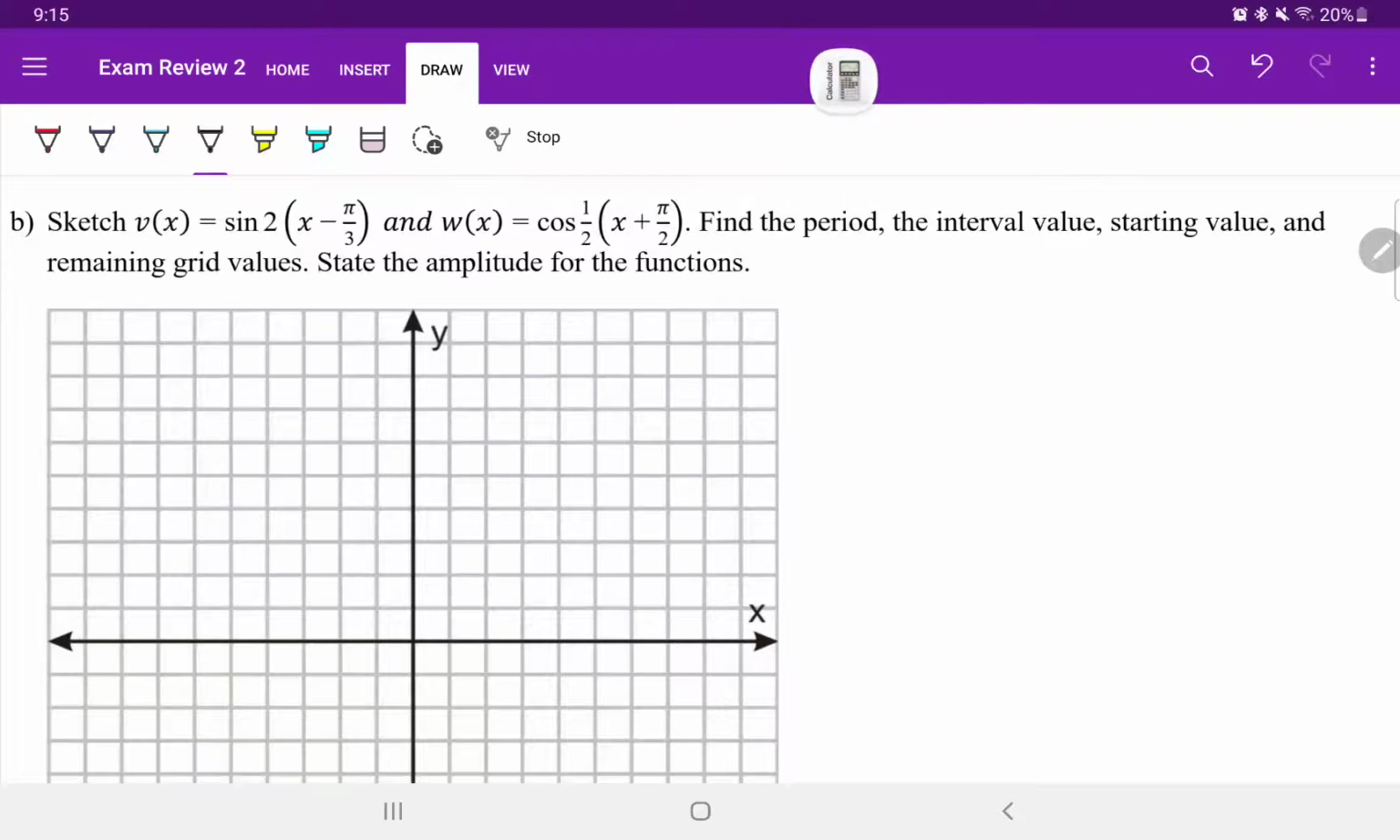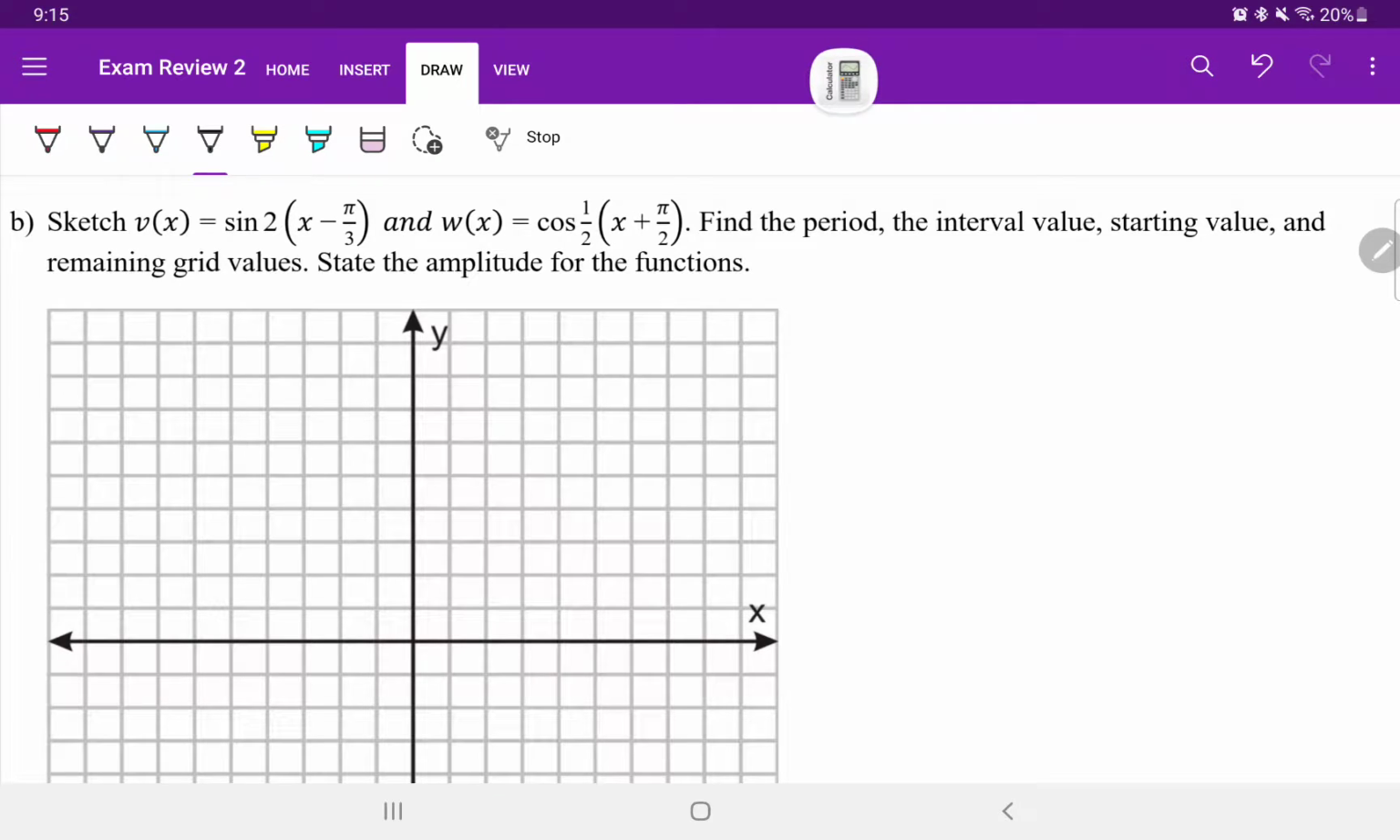Deciding to go for one more. Now, I'm not going to state too much of the things I stated before. Hopefully, we feel comfortable with that already. It says sketch v of x equals sine of 2 times x minus pi over 3, and then w of x, which is cosine of 1/2 times x plus pi over 2. Find the period, find the interval value, the starting value, and the remaining grid value. State the amplitude of the function.